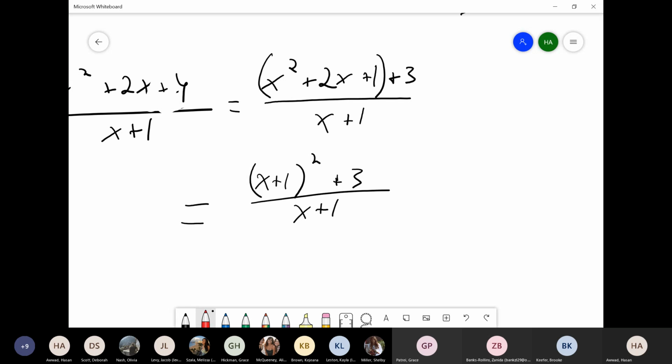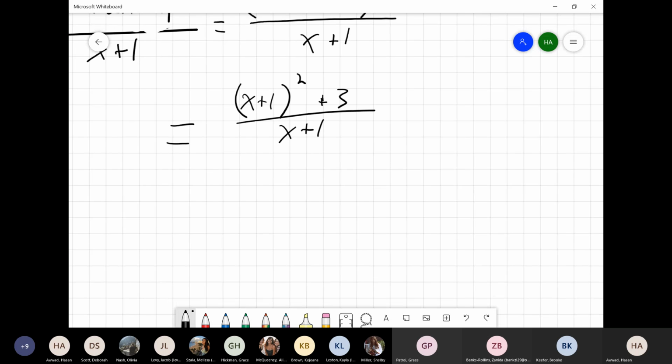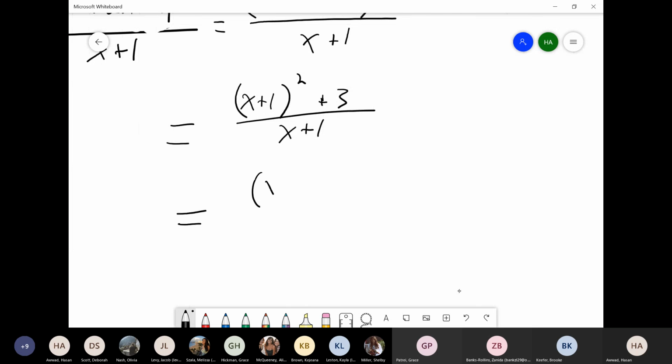So what we have to do is something that we did in the lecture video. We see that we have some piece here being divided by x plus 1, and also another piece being divided by x plus 1. So I can split these up into two different fractions where the denominator is the same. I can take x plus 1 squared over x plus 1 and add it to 3 over x plus 1.